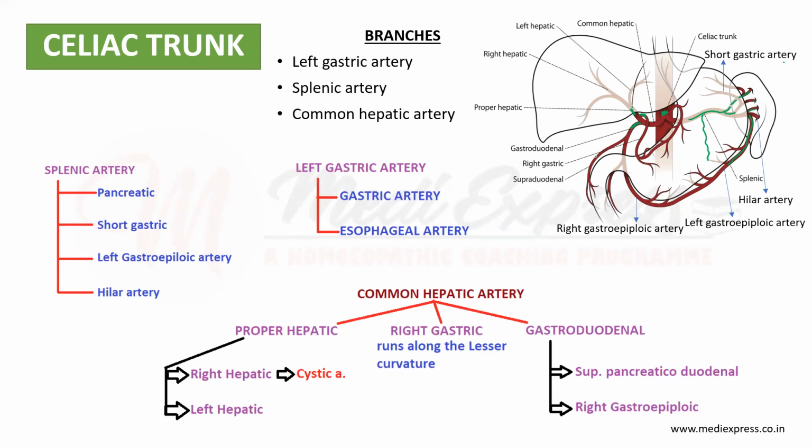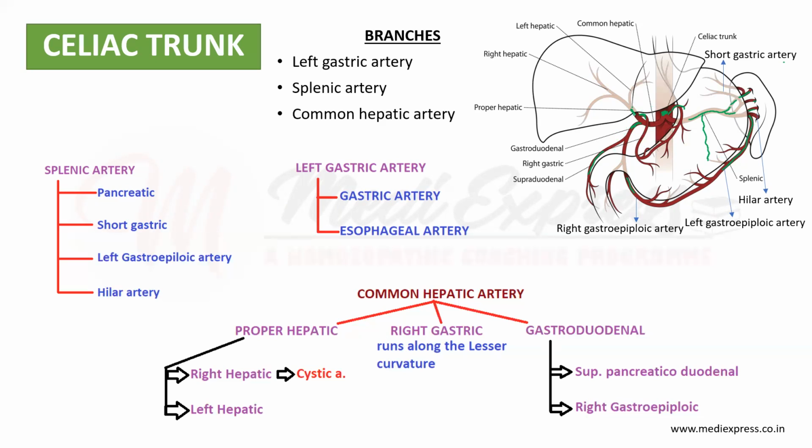Now coming to the right gastric artery, remember it runs along the lesser curvature of the stomach. This one. You can see the lesser curvature, it will run over here. Coming to the gastroduodenal artery, it is divided into two. One is the supraduodenal artery, you can see one branch, and the other one goes as the right gastroepiploic artery. We had a left gastroepiploic artery which arises from the splenic artery, and we have a right gastroepiploic artery which arises from the gastroduodenal artery.